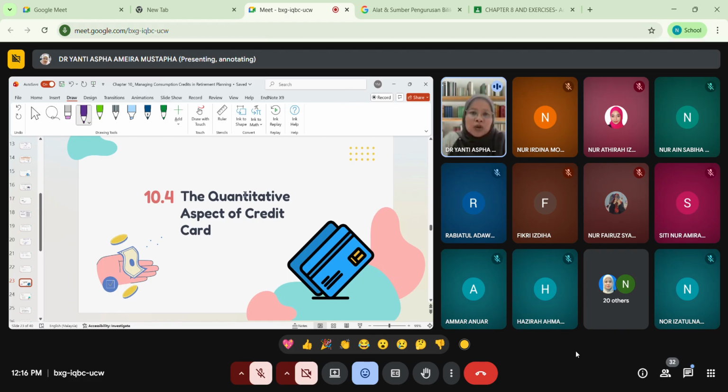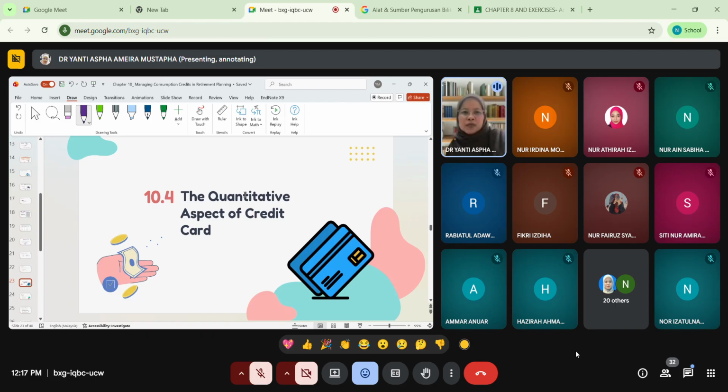Okay, so next will be the quantitative aspect of credit cards. I'm sure you've heard about credit cards. Somebody told me on TikTok. I don't really know TikTok, but I'm sure you all know. There are also individuals who make videos on TikTok to advise on how to use credit cards. If you listen to podcasts, there are also some, and on TikTok too.